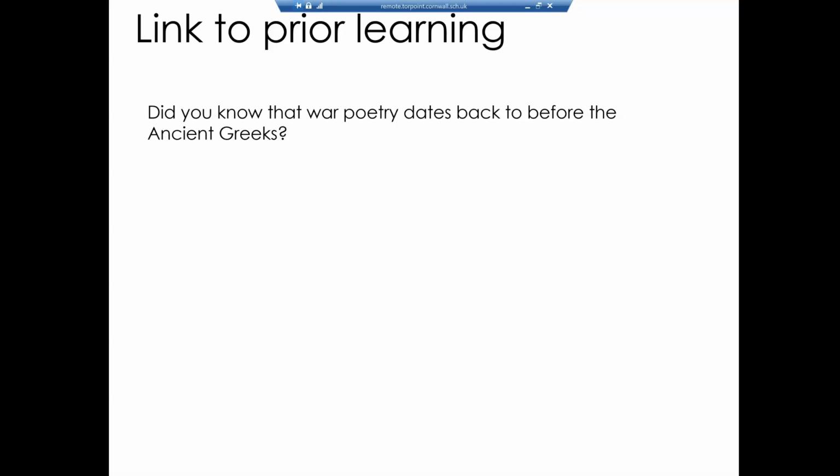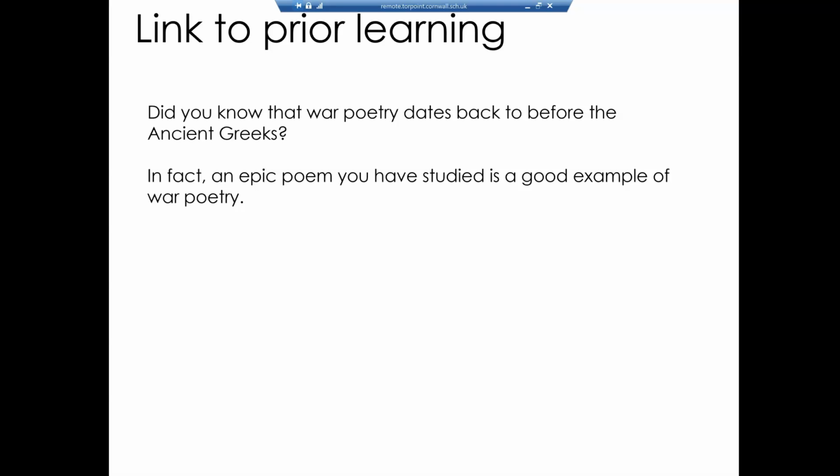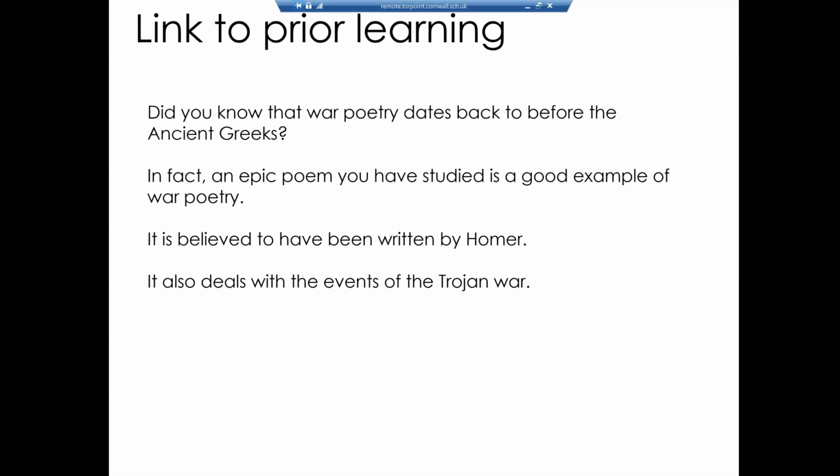Okay, let's look at a little bit of history here and a bit of context. And I'm going to give you some clues to try and work out a text that you have studied previously in Year 7. So did you know that war poetry dates back to even before the ancient Greeks? In fact, an epic poem that you have studied is a really good example of war poetry. Okay, I want you to be thinking about this. You've got 2 more clues. It is believed to have been written by Homer. It also deals with the events of the Trojan War.